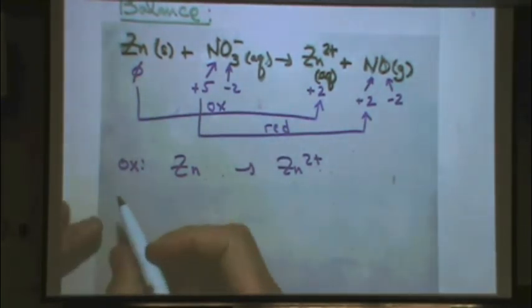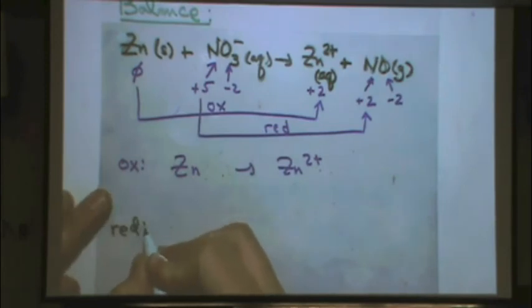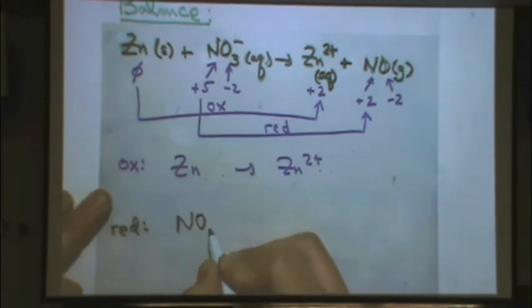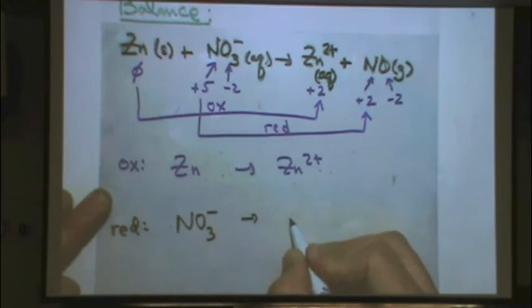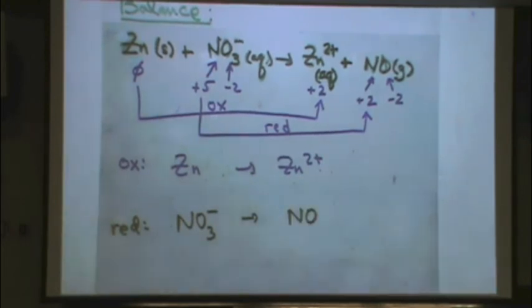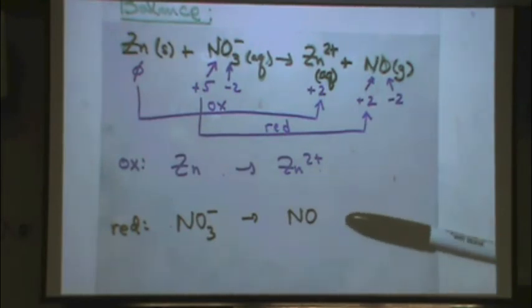And then I'm going to write my reduction half reaction right here, NO3 minus goes to NO. Okay? So I got both of those half reactions now. Now that that's done, let's balance each separately. Let's do the bottom one first. Step 1, balance whatever is not oxygen or hydrogen by inspection. That's nitrogen, and there's 1 nitrogen on each side, so we're good with step 1.